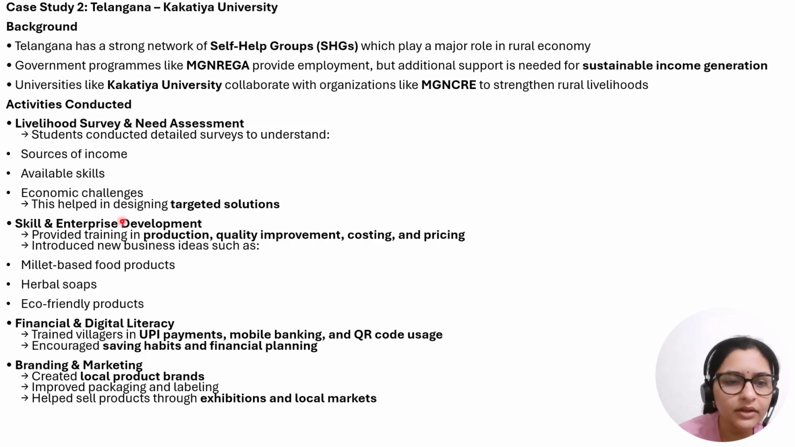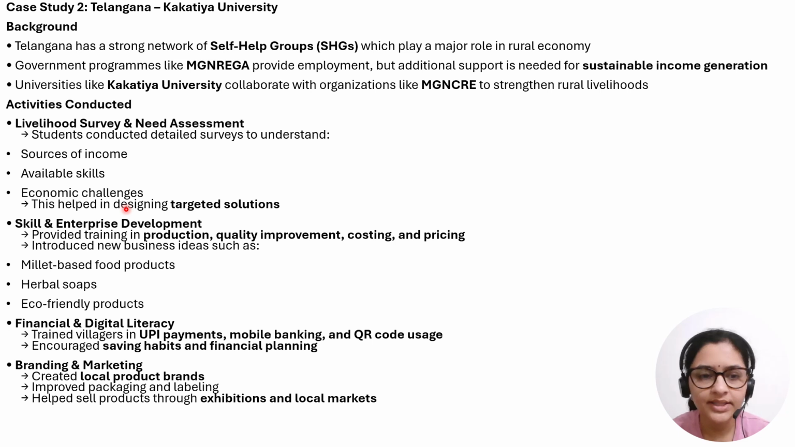Okay. So they have taken all this information in order to provide the solutions. Skill and enterprise development. They provided training in production, quality improvement, costing, and pricing. They introduced new business ideas like millet-based food products, herbal soaps, eco-friendly products. So they have given all these ideas to the villagers, rural people.